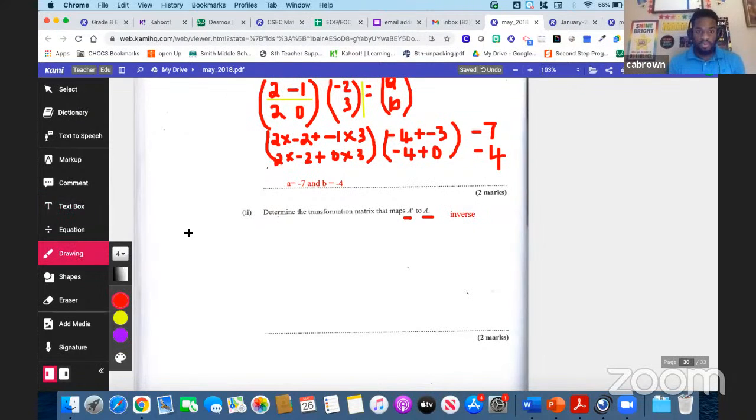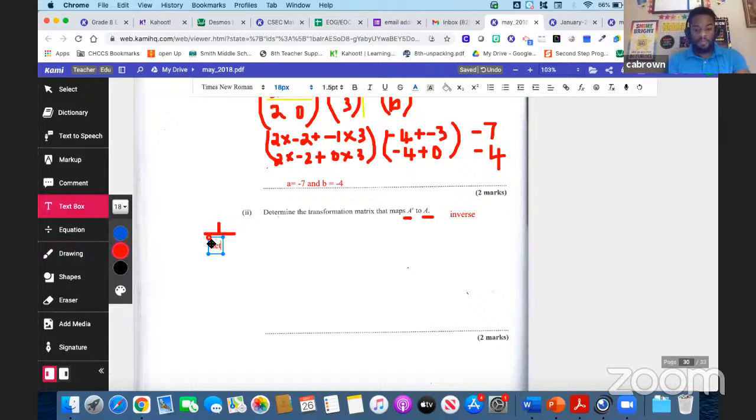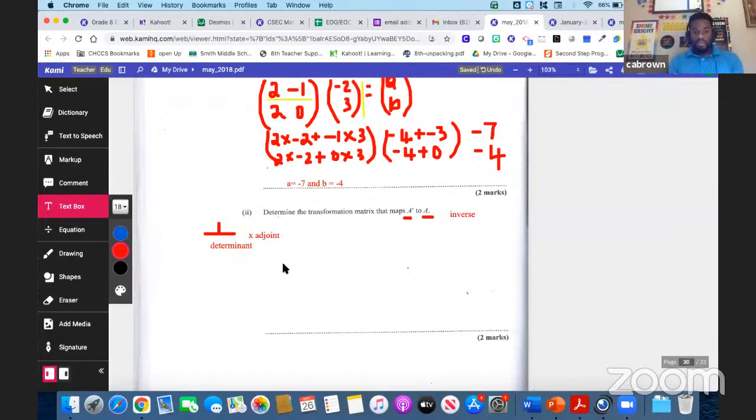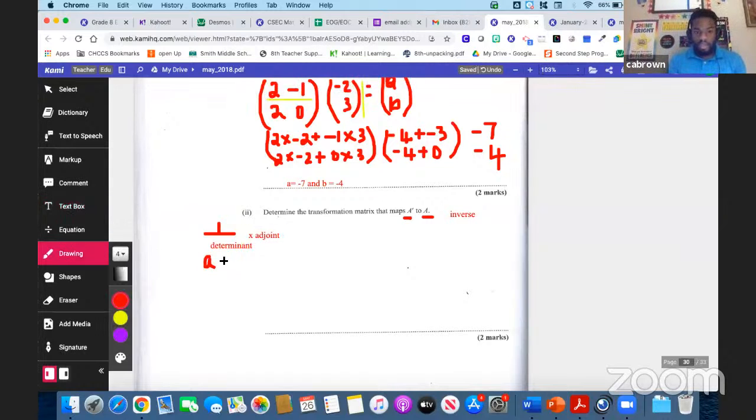The inverse is found by using the formula 1 over the determinant, which is multiplied by the adjoint. And of course, the determinant is ad minus bc. The adjoint is where the leading diagonal will switch places. So d and a will switch places. And b and c remain in place, but they're multiplied by negatives. So all we're going to be doing is substituting our values right here.